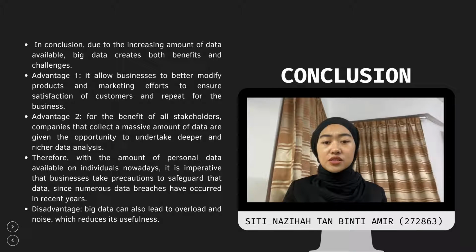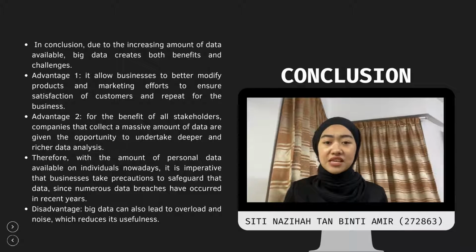Besides, for the benefit of all stakeholders, companies that collect a massive amount of data are given the opportunity to undertake deeper and richer data analysis. Furthermore, with the amount of personal data available on individuals nowadays, it is imperative that businesses take precautions to safeguard that data, since this is an issue that has sparked heated debates in today's internet world, especially in light of the numerous data breaches that have occurred in recent years.